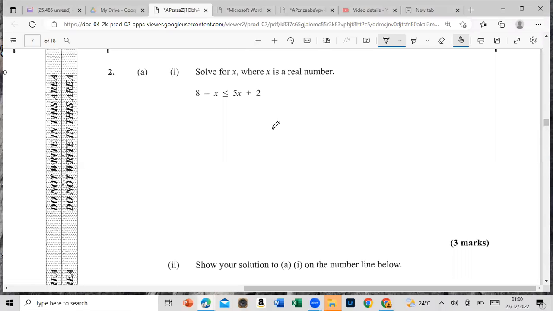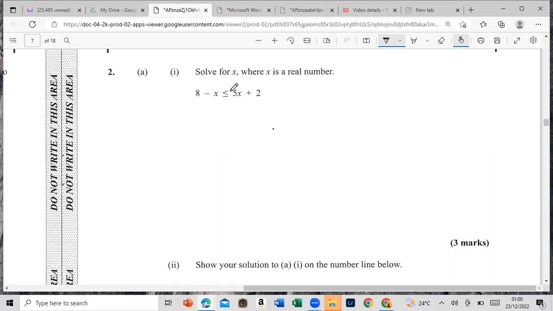All right, guys, so let's look at number 2. It's a solve for x where x is a real number. So we're going to solve the inequality. We're going to group the like terms.